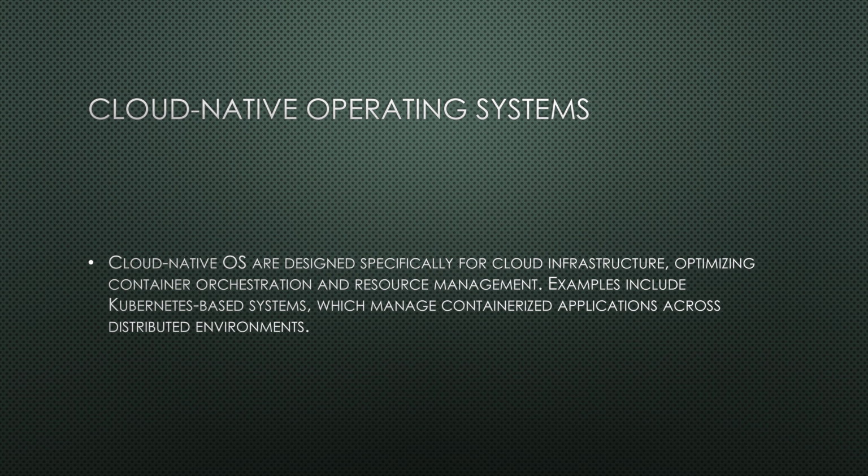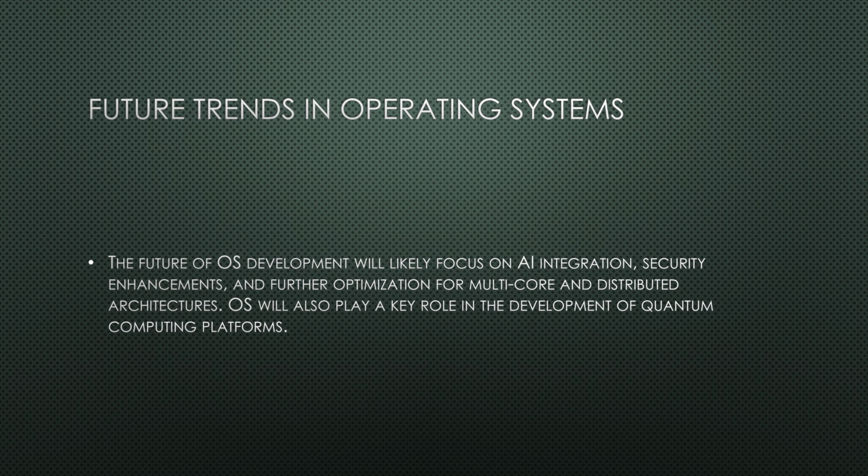Cloud native operating systems. Cloud native operating systems are designed specifically for cloud infrastructures, optimizing container orchestration and resource management. Examples include Kubernetes-based systems, which manage containerized applications across distributed environments.